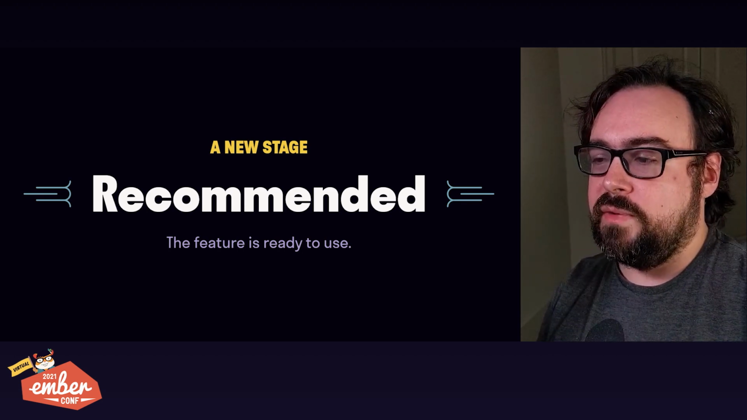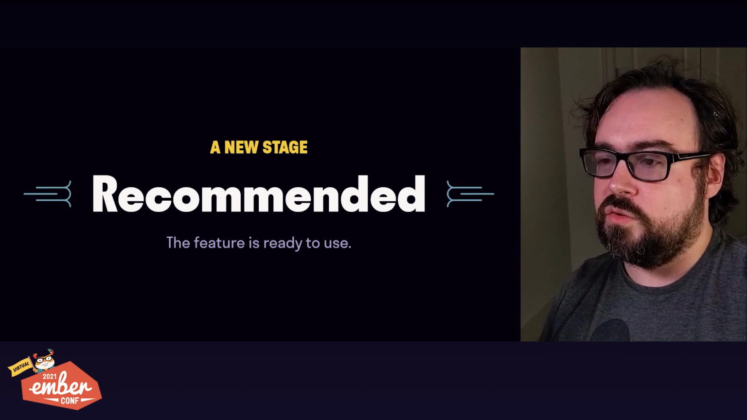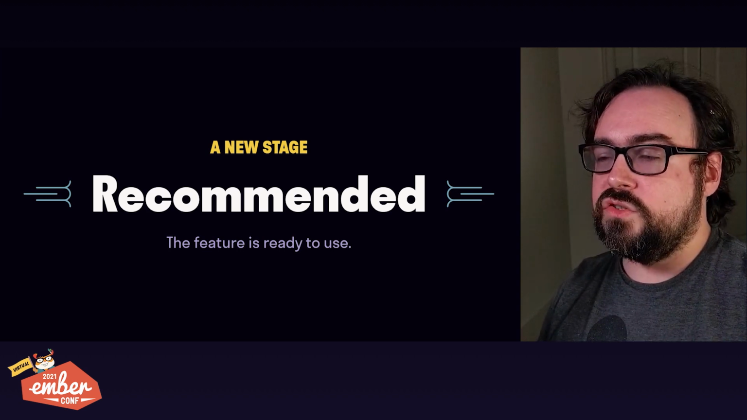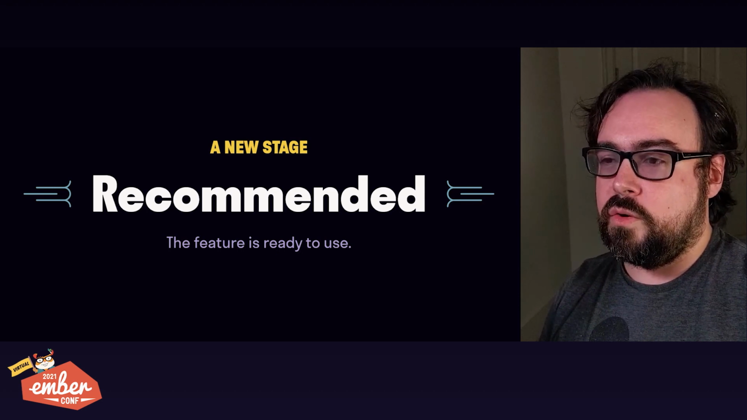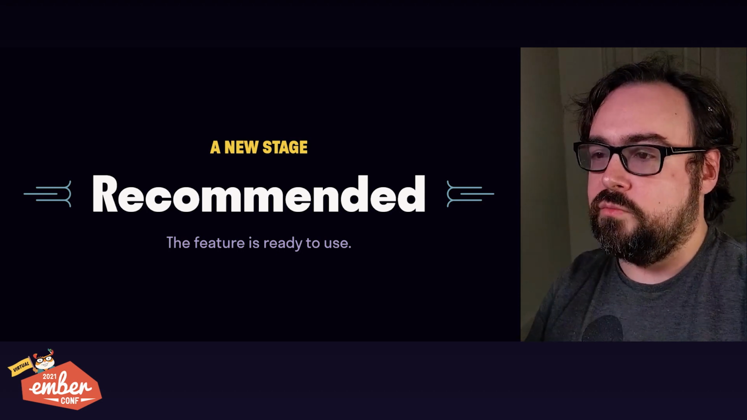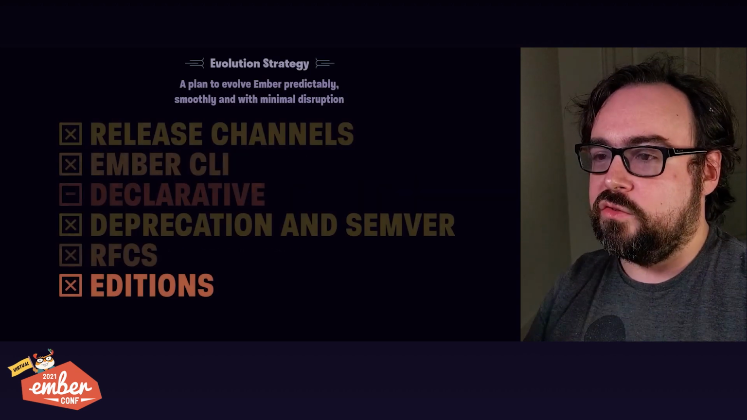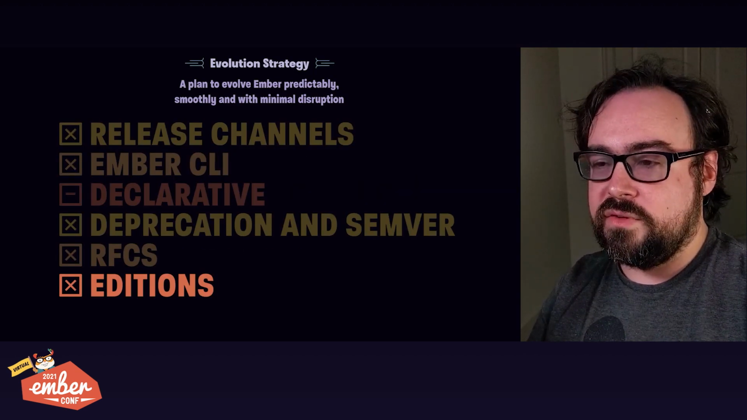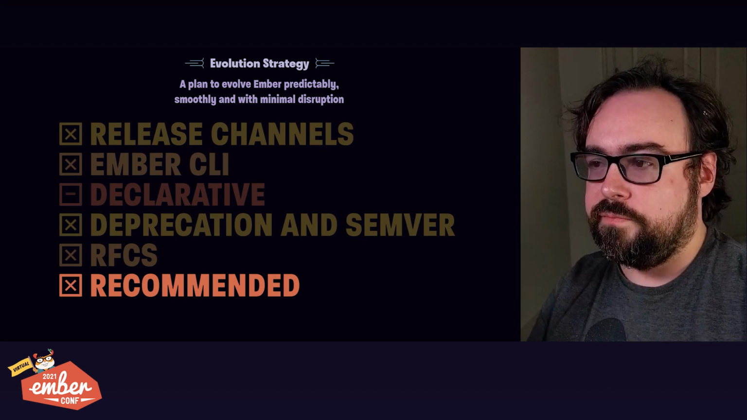The thing that's great about the recommended stage is that it gives us a clear definition of readiness that can be determined by the framework team and therefore can be understood by users. It lets us say features land on stable when we're ready to commit to Semver, and then we have quality control requirements that are necessary before a feature goes into the recommended stage. So let's make one final tweak to our evolution strategy. Instead of editions, the solution to the coherence problem is the recommended stage.